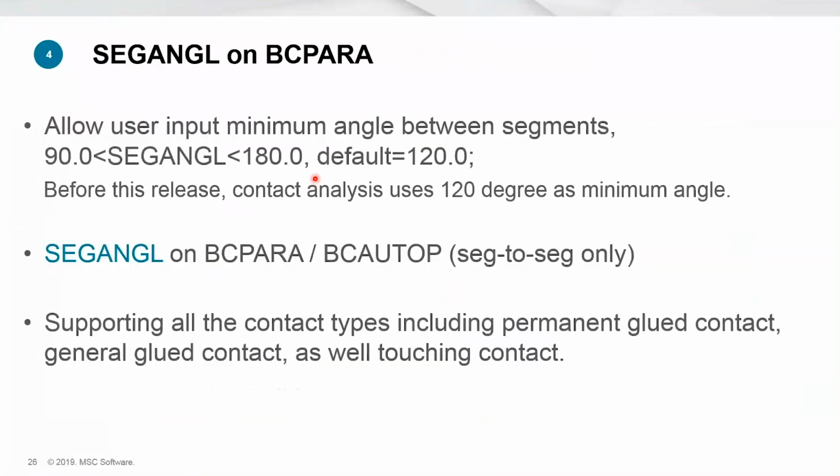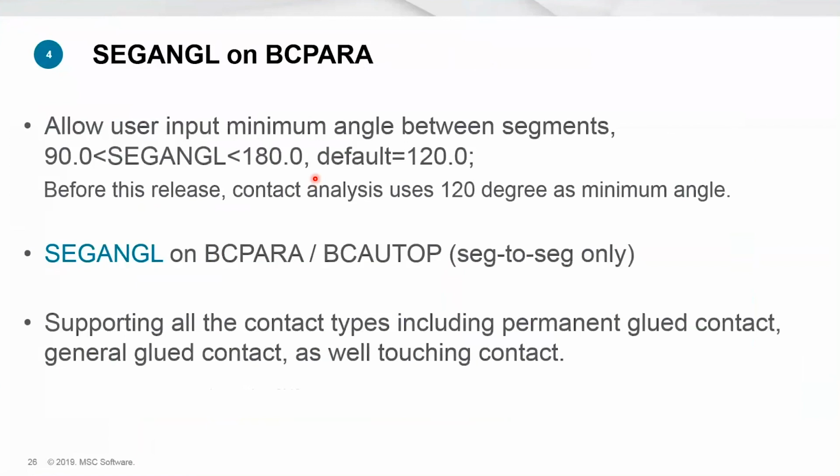Next is the segment angle on BCPARA entry. In the previous releases, we were supporting the contact analysis. In contact, we were using 120 degrees as the minimum angle, but in 2019.0, now you can specify the segment angle to 90, in the range of 90 to 180 degrees.